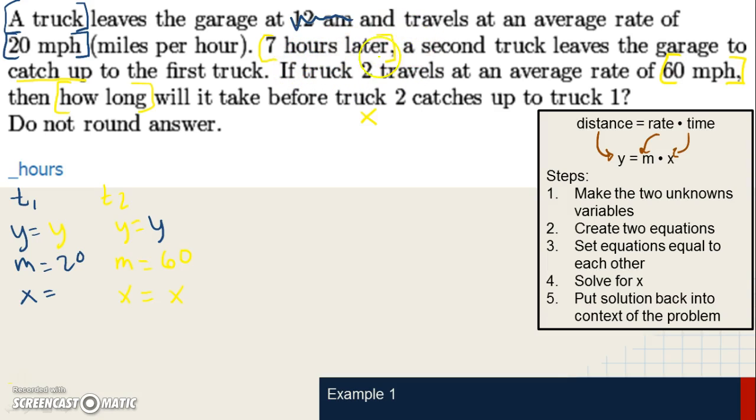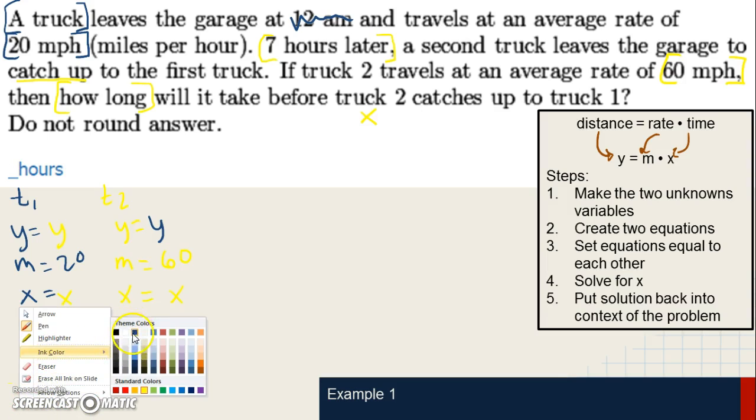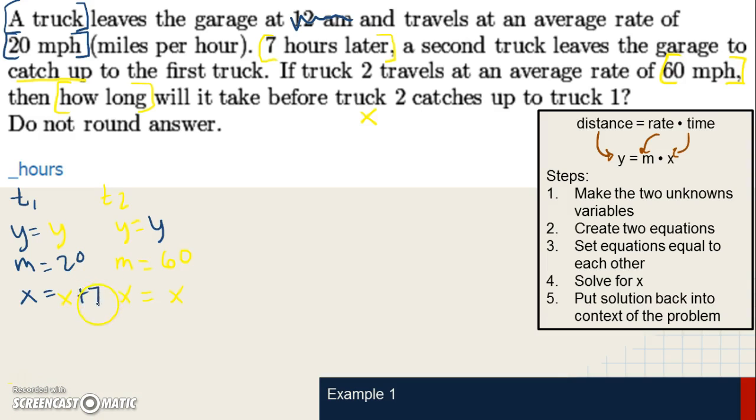We know if truck 2 is leaving later, that this number means that truck 1 left 7 hours before, right? So we're going to say that truck 1's time is equal to truck 2's time plus 7 hours. Because truck 1 left 7 hours before, so that means truck 1's time is going to be more time, right?